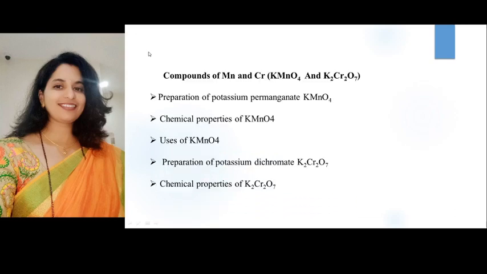Today we are going to learn about compounds of manganese and chromium. Those are potassium permanganate and potassium dichromate. We will see preparation of potassium permanganate, chemical properties and uses of potassium permanganate, and preparation of potassium dichromate and chemical properties of the same.